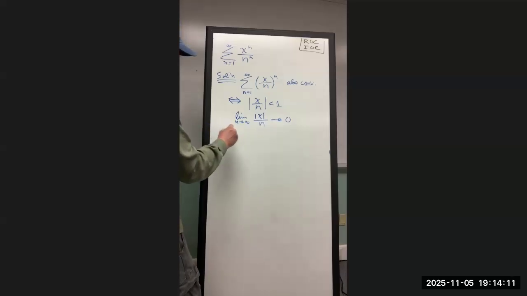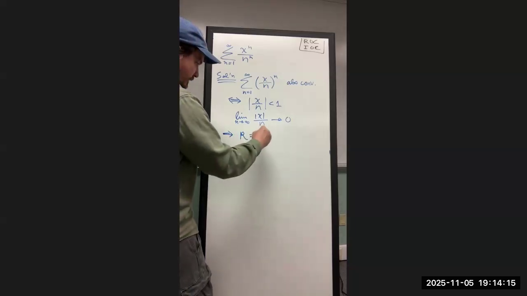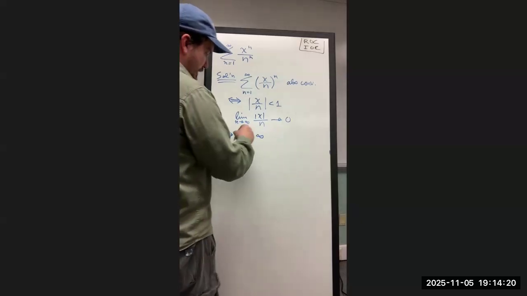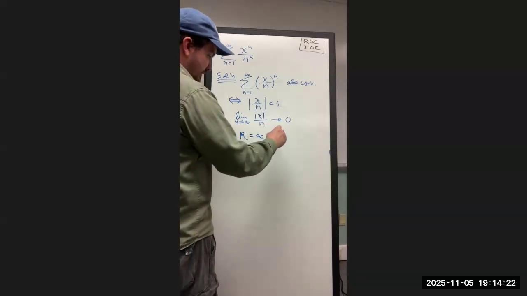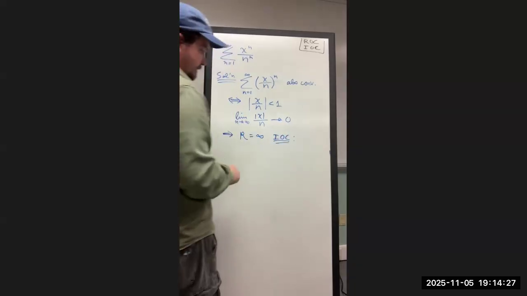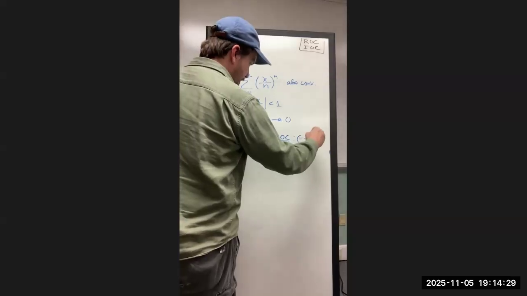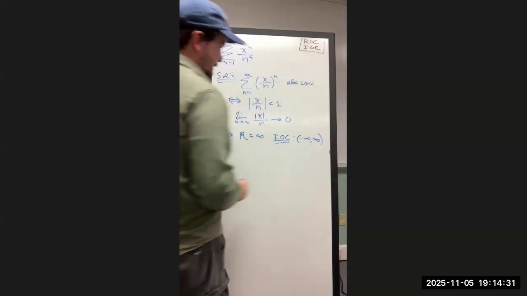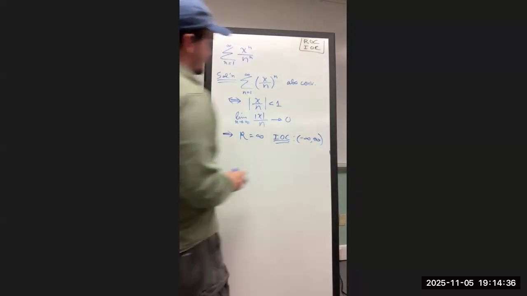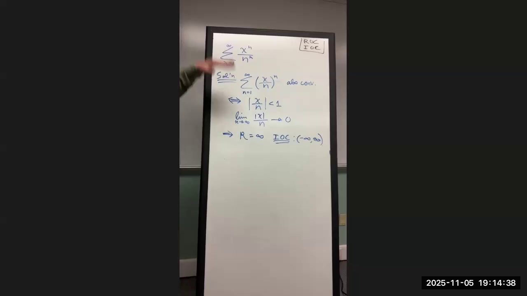So what this implies is that our radius of convergence is infinity. It's convergent everywhere, with an infinite radius, and the interval of convergence is just all real numbers. That's what's given. So a little bit tricky, right? But it's a way of making an argument.